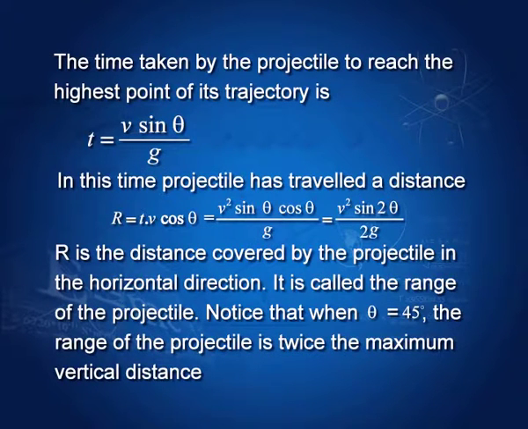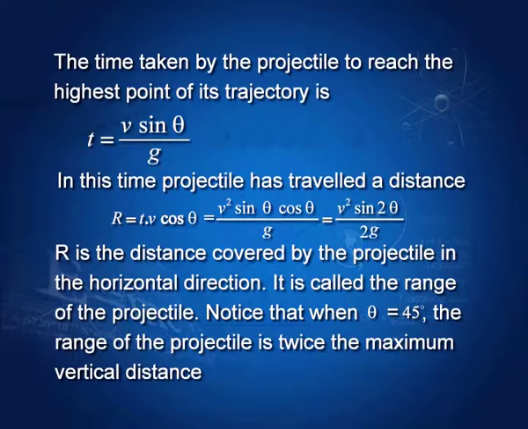The time taken by the projectile to reach the highest point of this trajectory is t equal to v sin theta by g. In this time the projectile has travelled a distance horizontally, a distance t into v cos theta, and if we substitute the values we will get this distance, which is called the range of the projectile. This is equal to v squared sin 2 theta by 2 g.